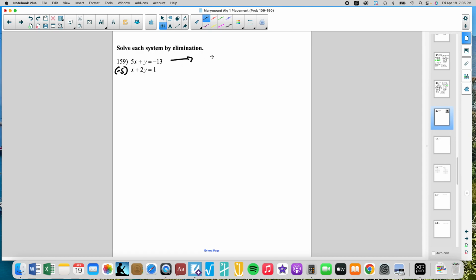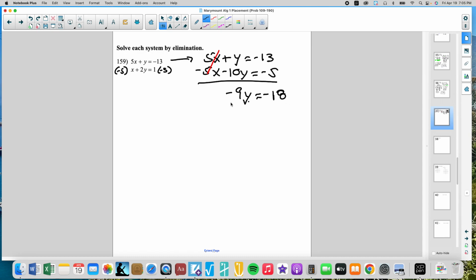So this equation doesn't change: 5x plus y equals negative 13. I'm going to multiply everything, even this, everything. So that gives me negative 5x, negative 10y equals negative 5. Now we see that the x's cancel, and this gives me negative 9y equals negative 18. Divide by negative 9, and we get y equals a positive 2.